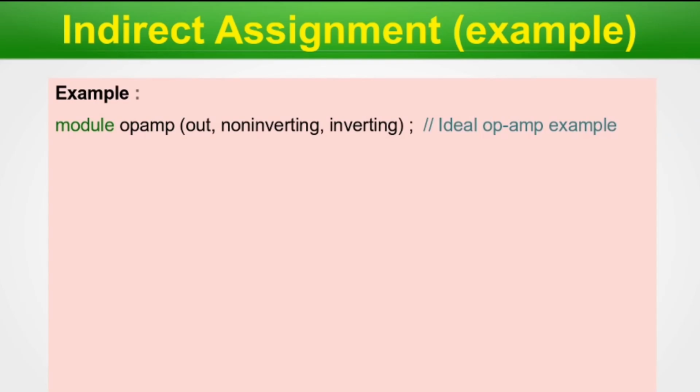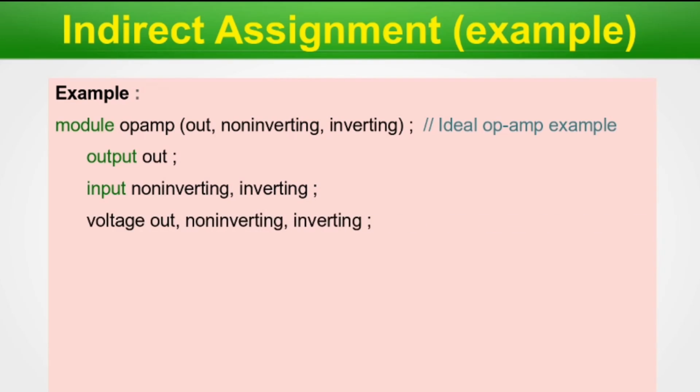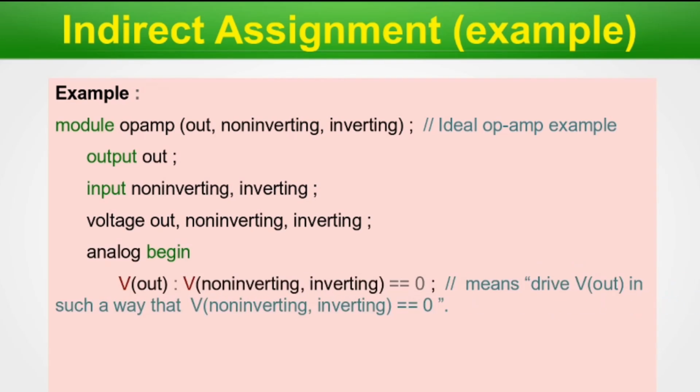Here we declare the module op-amp. We define the output as well as the non-inverting and inverting inputs. Output is out. Inputs are non-inverting and inverting. So we specify the directions of the nodes or ports here, and we declare their type as voltage for all three: out, non-inverting and inverting. Analog begin we write here, and we write the indirect assignment statement.